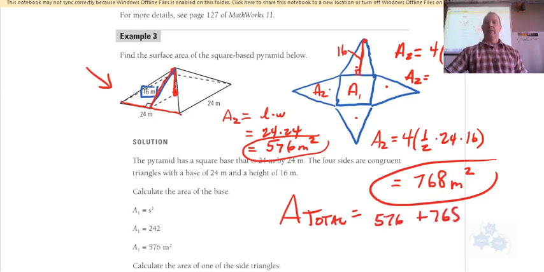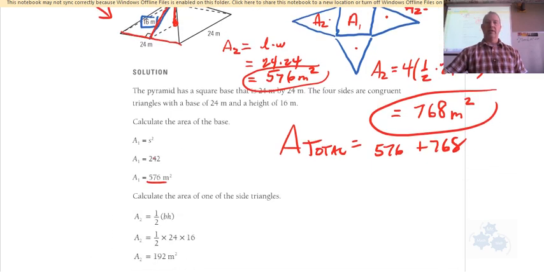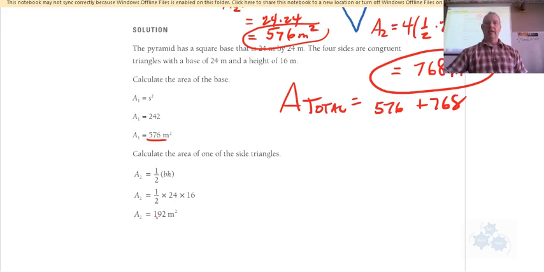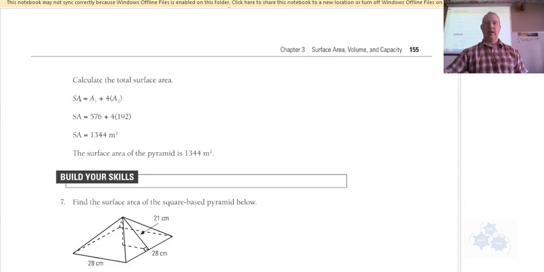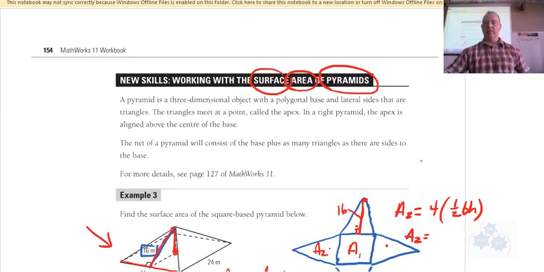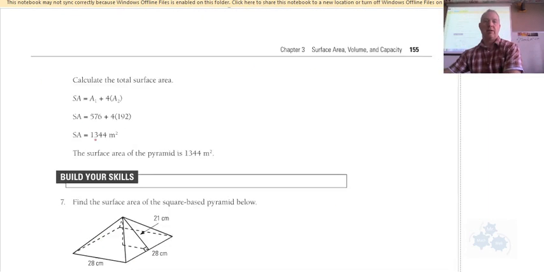Okay. And let's see, the solution is here on the paper. So I see a 576. That looks pretty good. Now what is this? That's one of the triangles. Let's see if we can find the other one. Yeah, so 4 times that. So 576 plus what we said there, the 768. So does that give us 1344? I think it should, yeah.